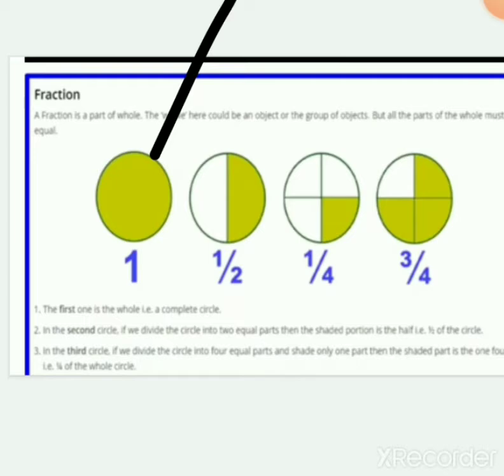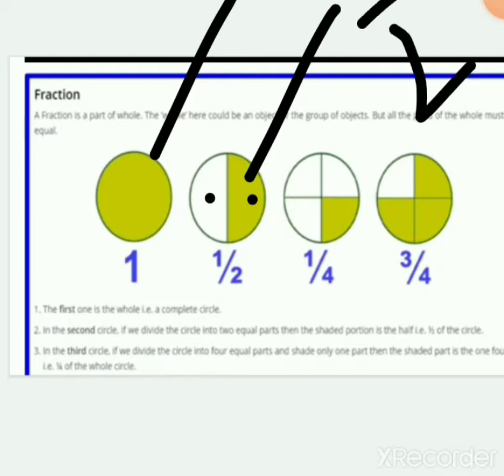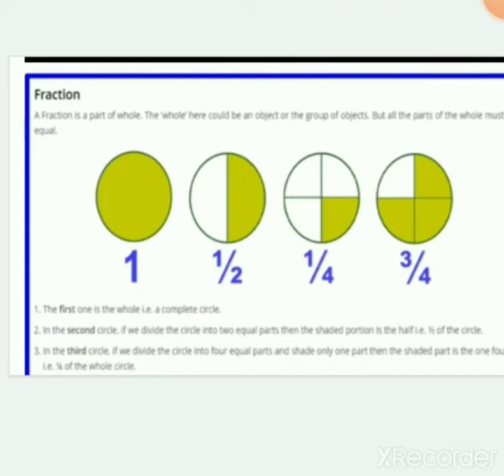And the second circle, if we divide the circle into two parts, see, this is the two parts, one part here, one part here, then the shaded portion is the half one. This is the shaded portion, so we have the fraction half. Same way for the third one. In the third circle, if we divide the circle into 4 equal parts and shade only one part, then the shaded part is the 1/4, okay, of the whole circle.